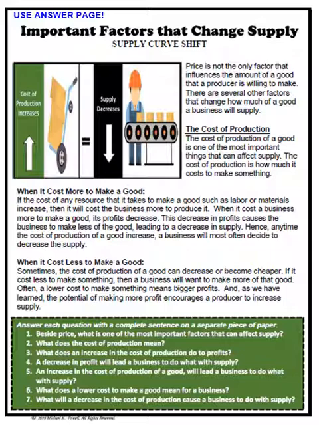When it costs less to make a good. Sometimes the cost of production of a good can decrease or become cheaper. If it costs less to make something, then a business will want to make more of that good. Often, a lower cost to make something means bigger profits, and as we have learned, the potential of making more profit encourages a producer to increase supply.